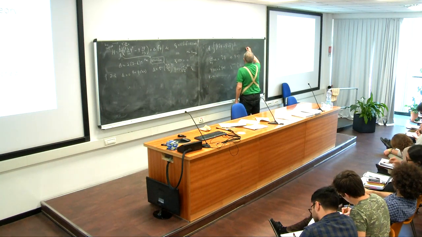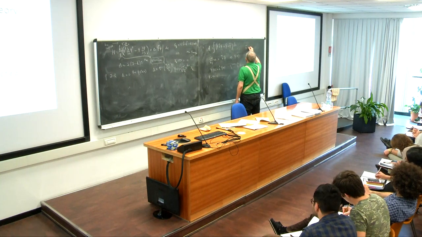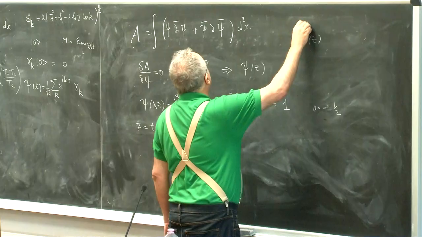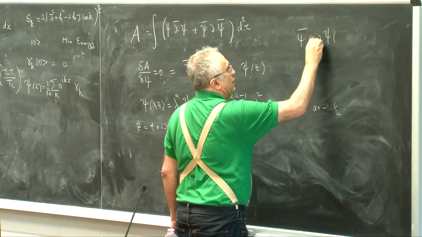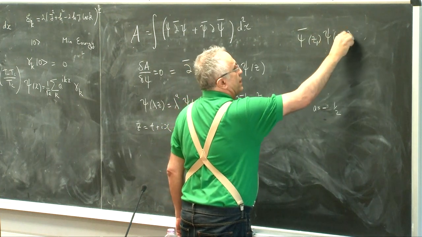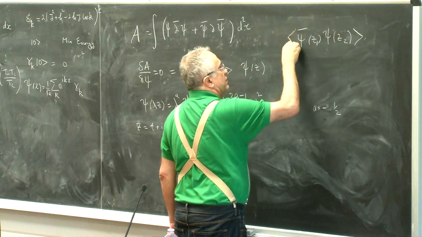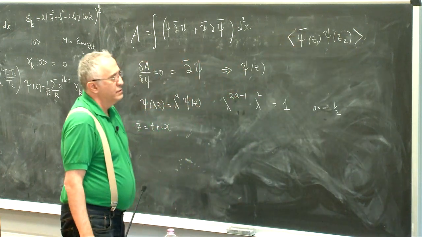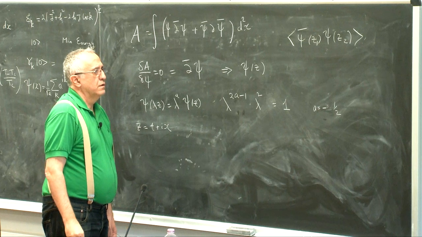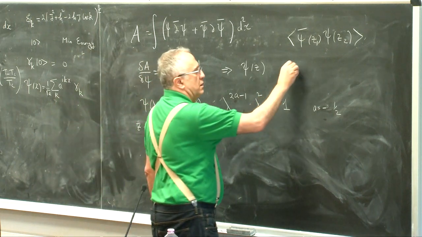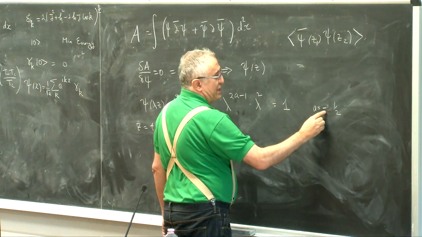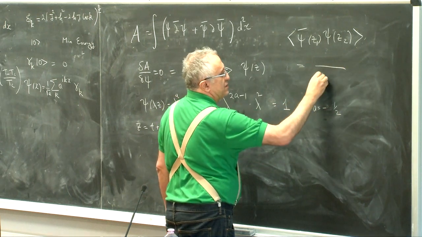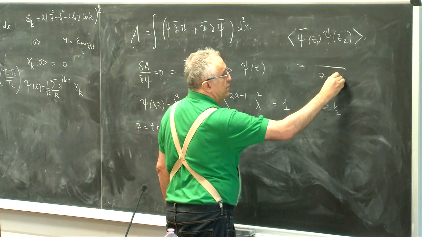Now I can ask, what is the Green function of epsilon with itself? Now this has to be something which respects this scaling, so it has no choice other than being z1 minus z2.